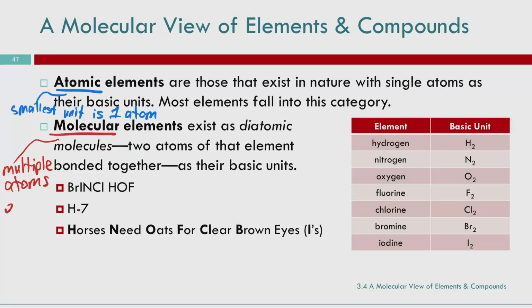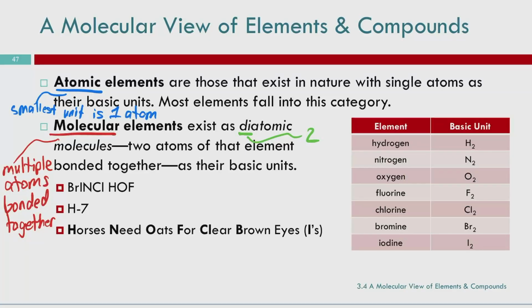So multiple atoms bonded together. And that's how they normally exist. You're most likely to find them as multiple of the atom linked together by a chemical bond. Joined at the hip, if you will. We're going to learn some that are diatomic, the di meaning two.